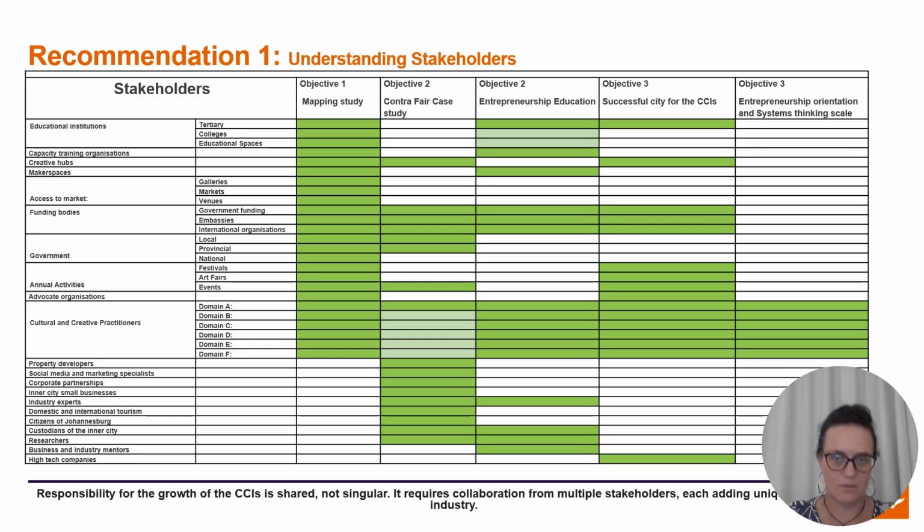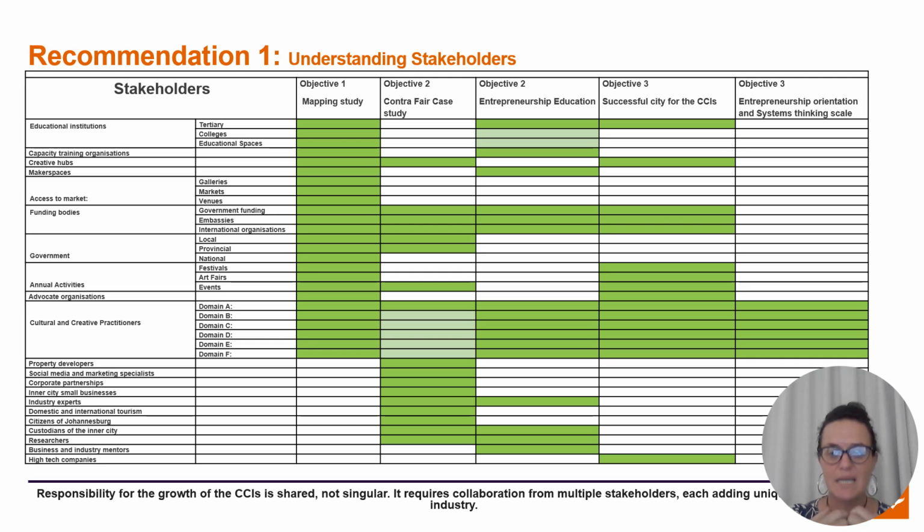But who are these stakeholders? My first step was to take all the information from objectives 1, 2, and 3, and all the stakeholders who are mentioned by people I interviewed, by the survey, within the case studies, within the mapping study, putting all of those together to see who your initial stakeholders are. And that's what this table is. The recommendation here is that the responsibility for the growth of the CCIs is shared, not singular.